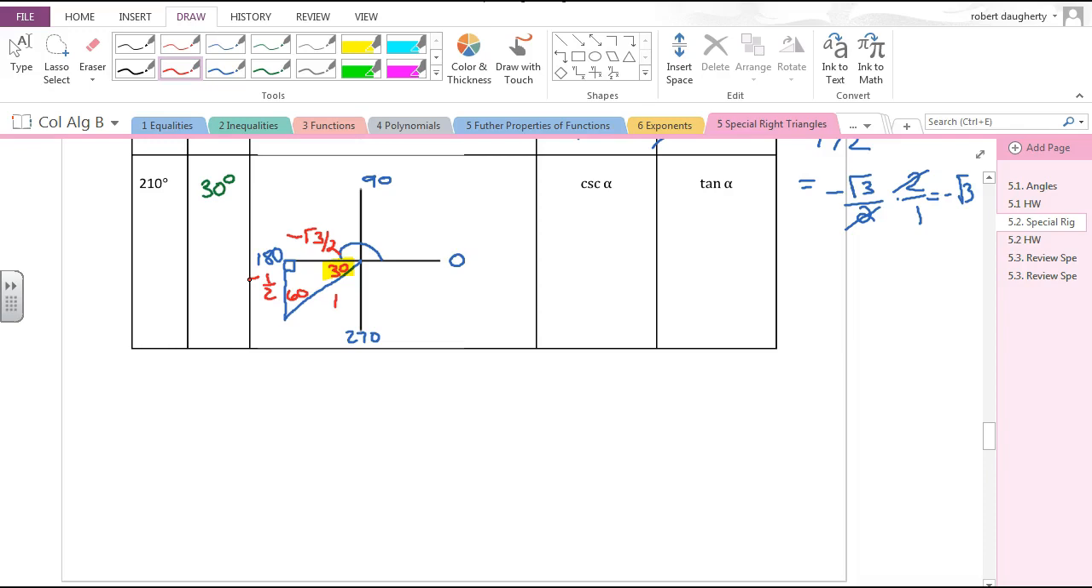Now they've asked me for the cosecant. So the cosecant is the reciprocal of what?